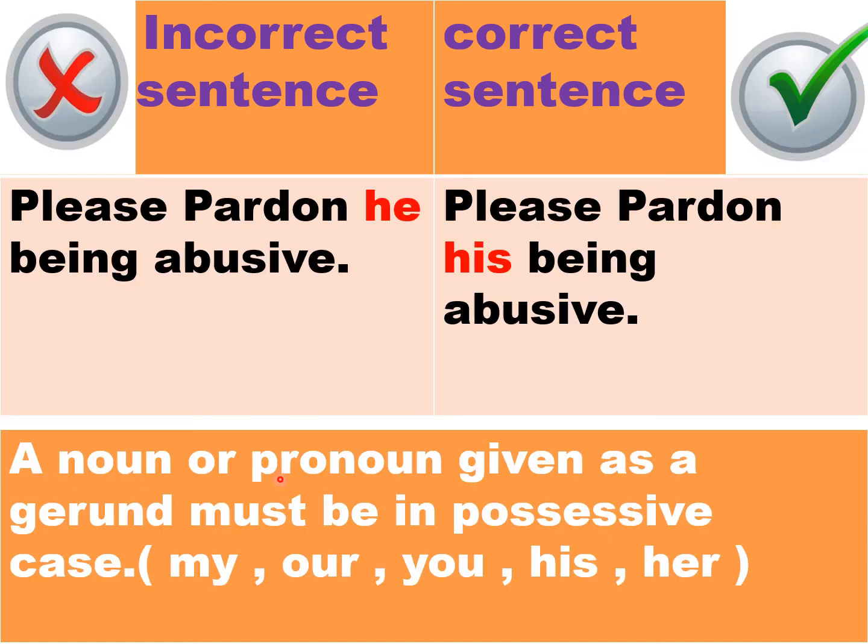A noun or pronoun given as a gerund must be in the possessive case. My, our, your, his, her are possessive cases. See the example. "Please pardon he being abusive." "Being" is a gerund form, so this pronoun "he" must be in the possessive case. "Please pardon his being abusive" is correct. Instead of "he", we must use "his".